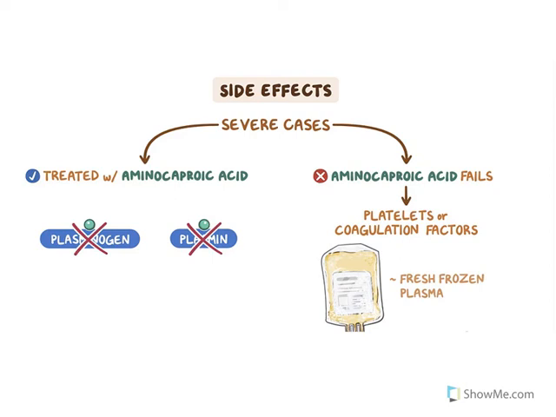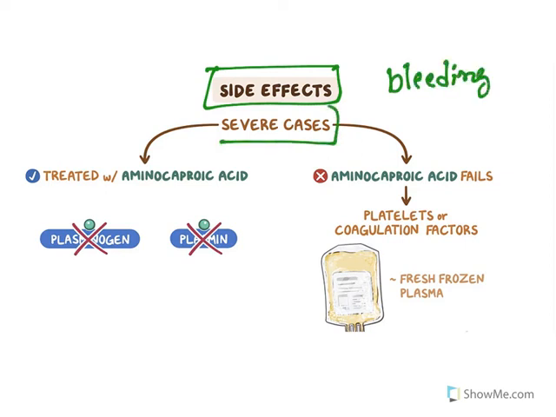Now the major side effect of fibrinolytics is severe bleeding. Because clot formation is impaired, in severe cases severe bleeding will be there. In such cases, it is treated with aminocaproic acid. Aminocaproic acid will inhibit plasminogen as well as plasmin activities, so clot formation will occur and the bleeding will be controlled. It is a kind of antidote in case of overdoses of thrombolytics or fibrinolytics.